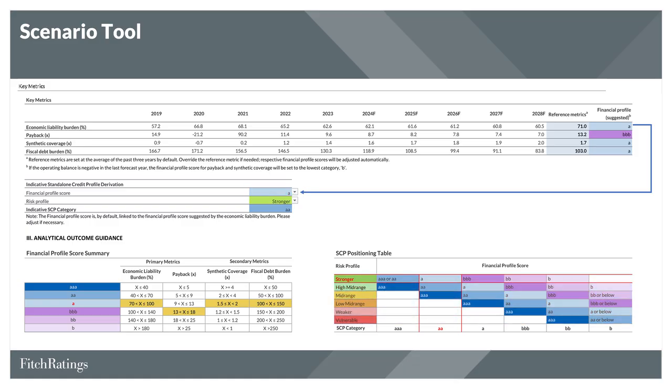Once this is done, then there is the final output of the Standalone Credit Profile category, or SCP, that is recommended, meaning the combination of the financial profile and the risk profile is ending in a recommended SCP category. The user then has an idea about the SCP of the entity and can also for themselves determine a notch-specific one by having a look at the key ratios.